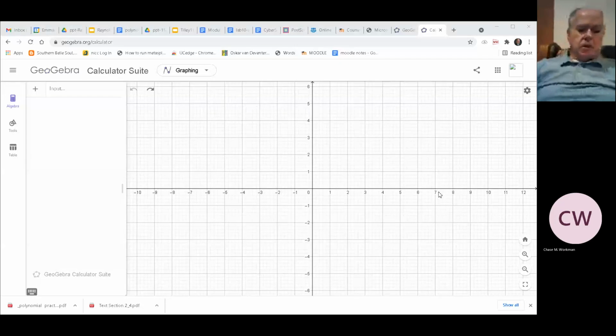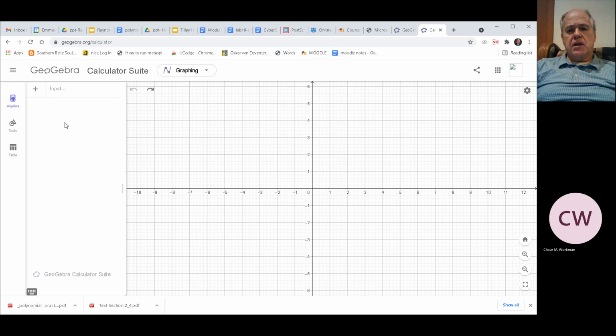Okay, the plan is to go over factoring of polynomials and the ever popular quadratic formula. But first, let's play a little bit in one of my favorite websites, GeoGebra. Let's get a handle on polynomials.